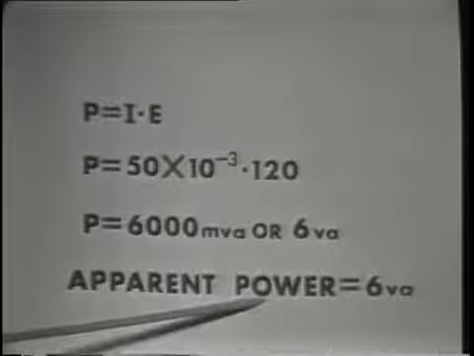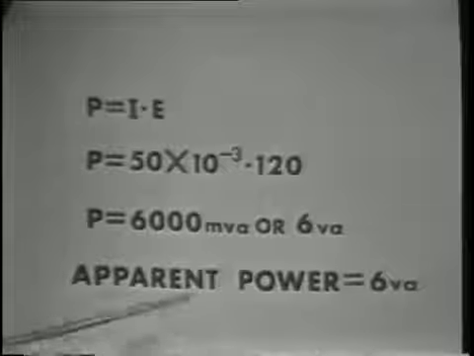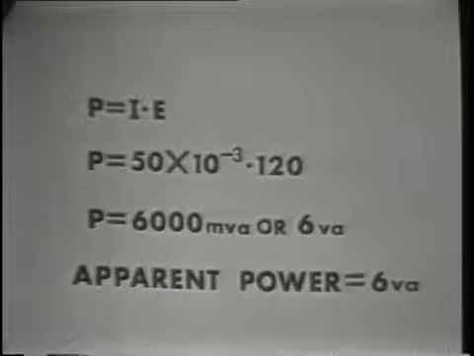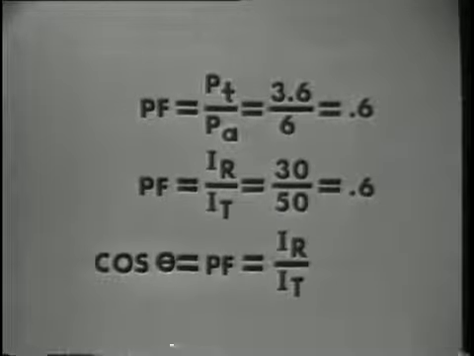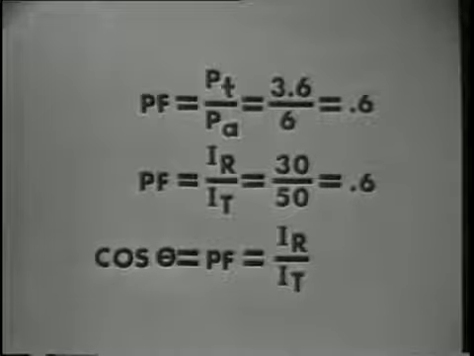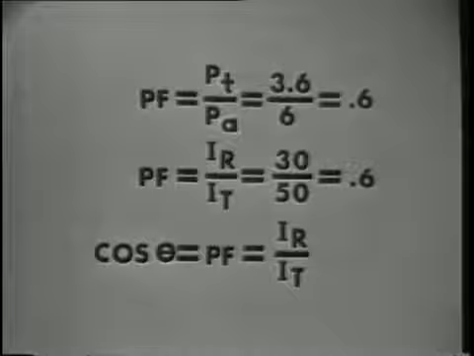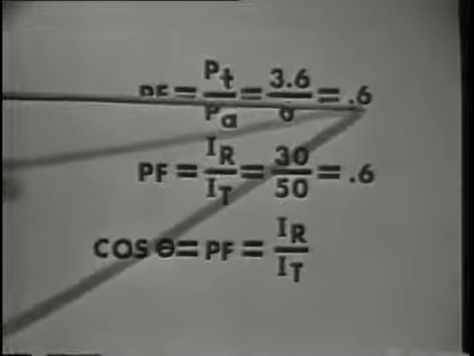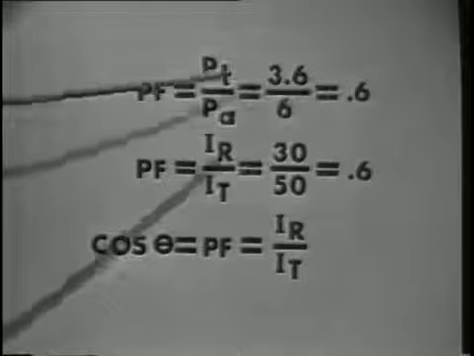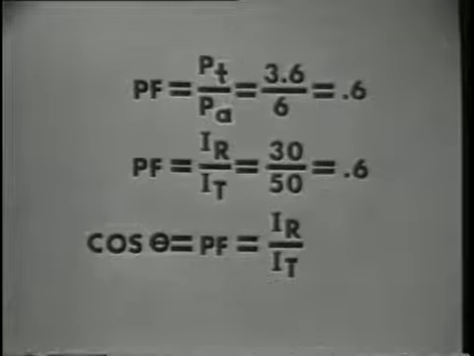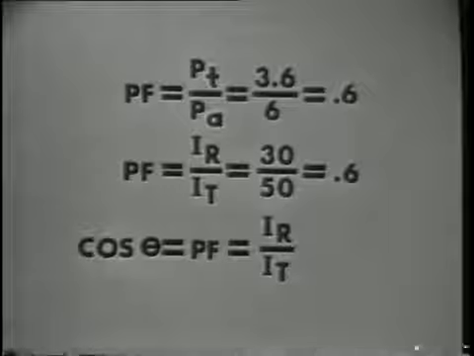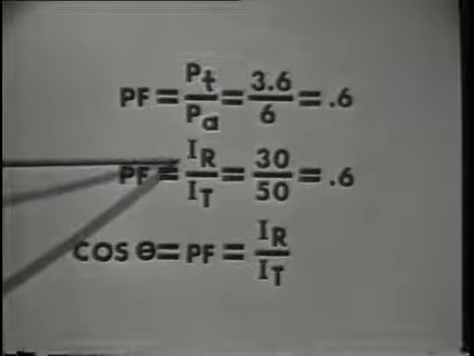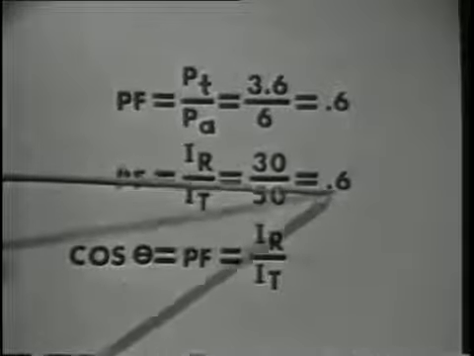And you recall that apparent power is measured in volt amperes rather than watts, because all of this power is not dissipated as heat. Now, the ratio of true power to apparent power is the power factor. And stated mathematically, power factor equals true power over apparent power, or 3.6 over 6 equals 0.6. The power factor for our circuit is 0.6. Also, since the currents in the circuit tell us the amount of power in each branch, we can use the ratio of these currents to determine the power factor. IR over IT, 30 over 50 equals 0.6. The power factor again is 0.6.